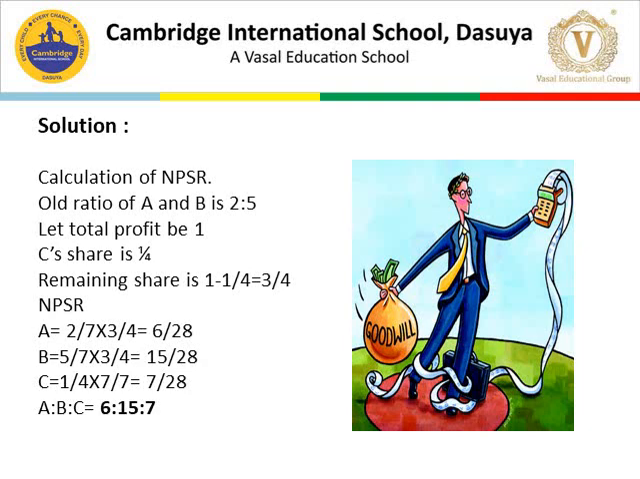C's new share is 1/4 into 7/7. Now 7/7 we have taken so that we can make the denominator equal. The denominator of all the partners should be 28. So 1/4 into 7/7 makes the denominator 28, so C's new profit is 7/28. Now we can write the new profit ratio of A, B and C as 6:15:7.